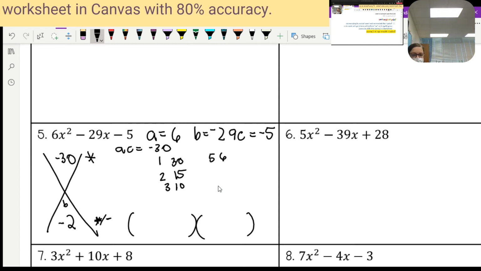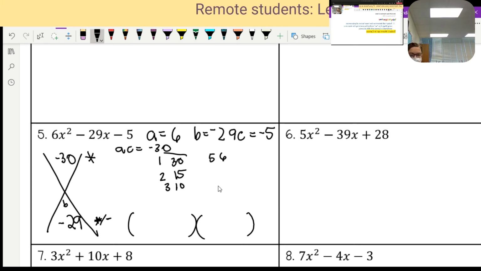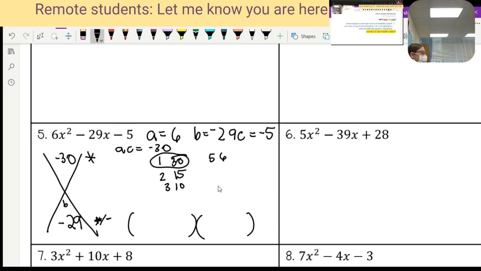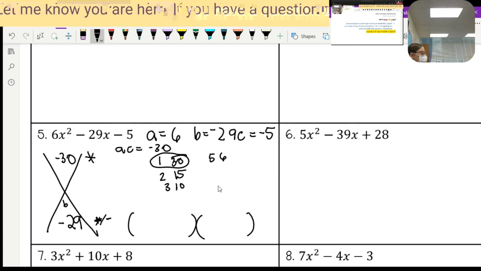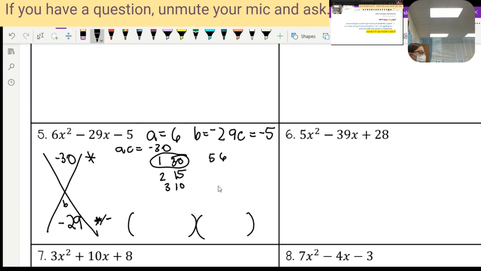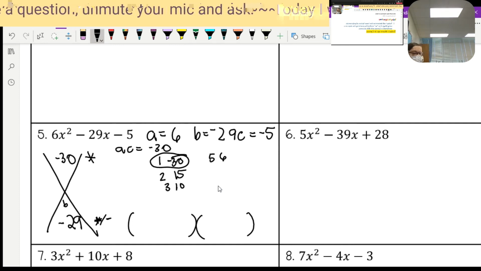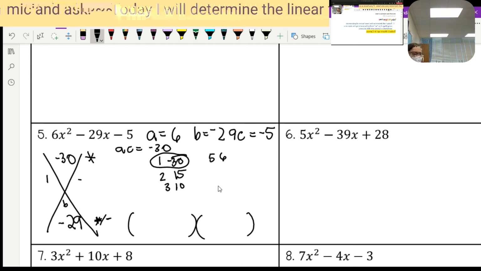Oh, look, I did 22 instead of 29. Did anybody else notice my error? Feel free to speak up. Okay, so 29. So we can probably get 29 out of this. So we need it to be a -29. So which one has to be negative, the 1 or the 30? If you want the number to be negative when you add them together, you want the bigger number to be negative. So we're going to go with 1 and -30.